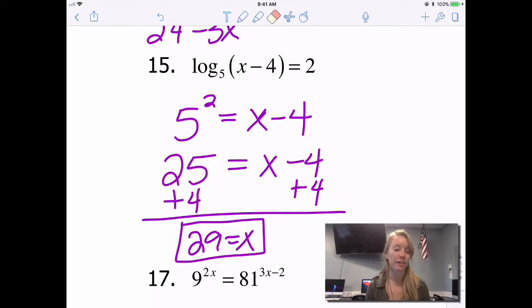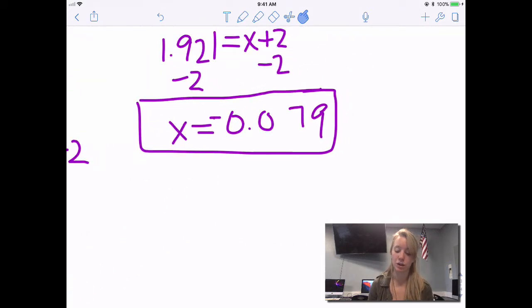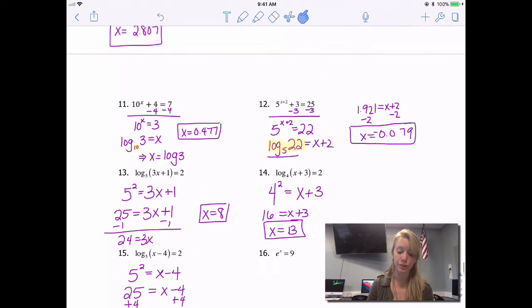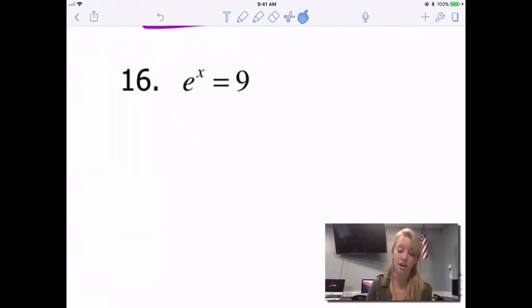You'll notice that we're getting a lot of different types of answers. We're getting large numbers like x equals 29. We got some small numbers like negative 0.079. You might get a huge number like a million. You might get a really, really small number. It is okay to get all of these weird types of numbers because remember that x can just be any real number, anything that I can put on the number line. So don't be thrown off there.